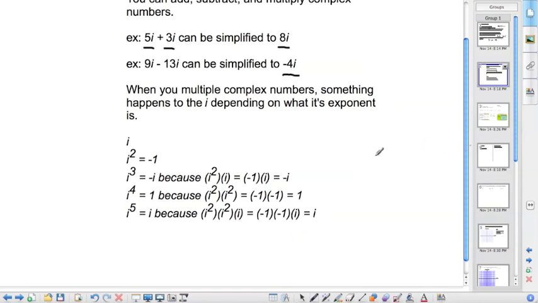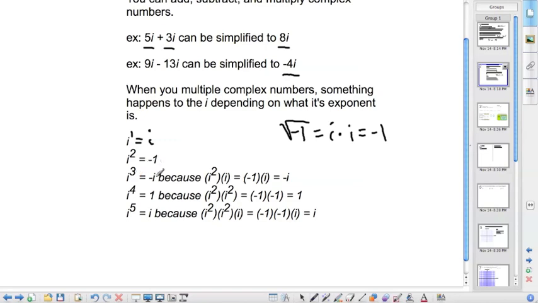When you multiply complex numbers, something happens to the i depending on what its exponent is. i to the first power is just i. i to the second power is equal to -1, because we need to represent the square root of -1. The square root of -1 is i. Therefore, i times i is equal to -1.